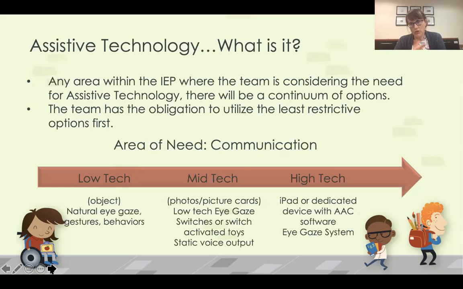And finally, we have communication, different low tech, mid tech, and high tech for communication. Low tech, of course, is just our natural human verbal and nonverbal behavior and gaze. And then moving up to pictures and moving up to high tech.